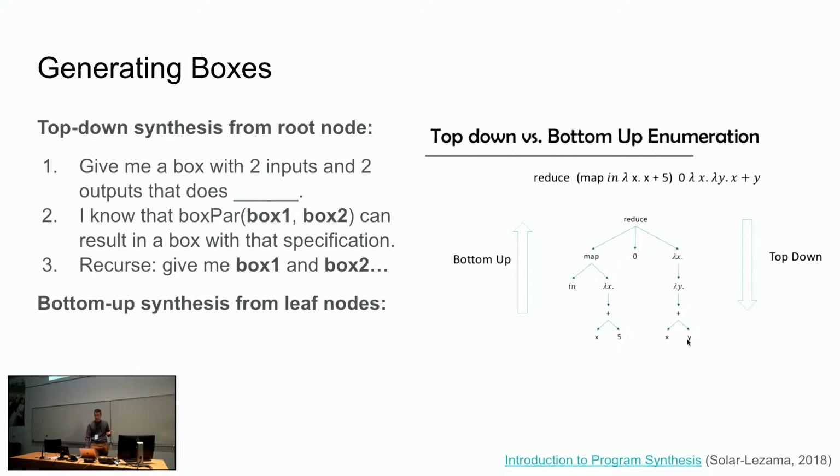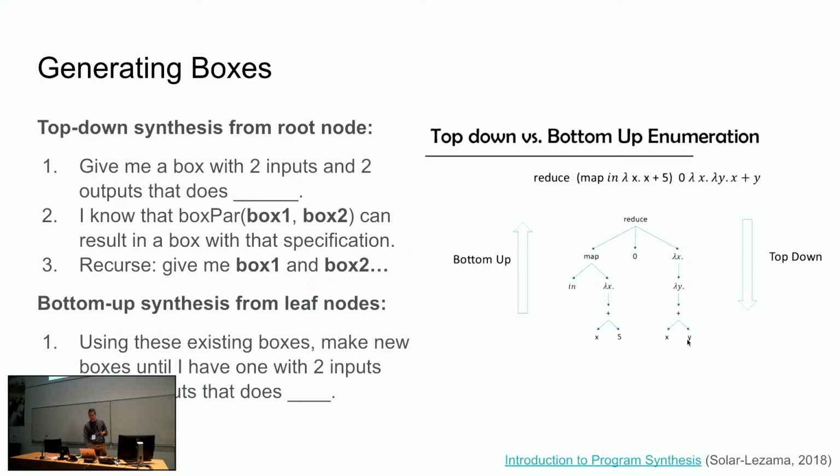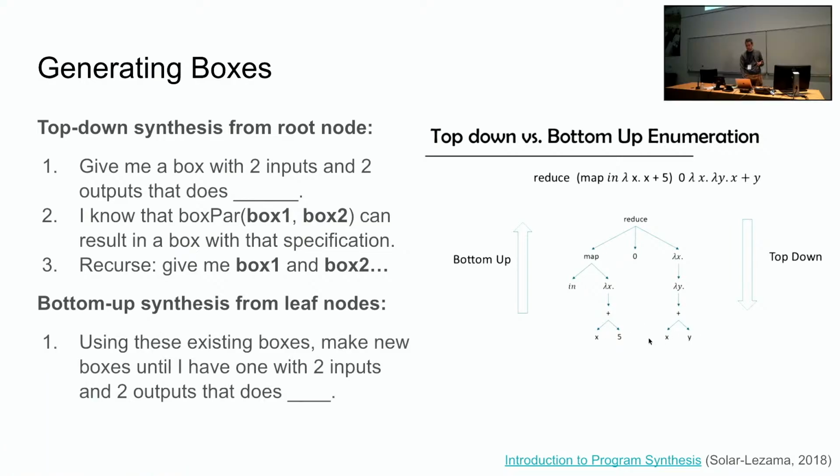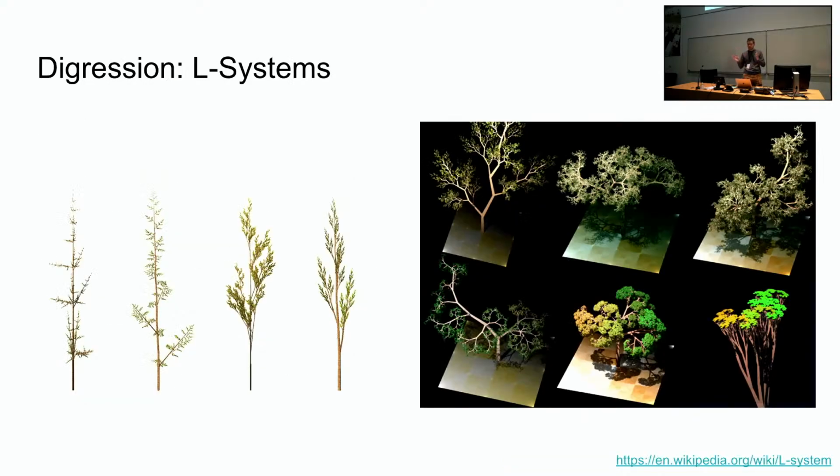A different procedure would be bottom-up synthesis from leaf nodes. It's just the opposite. You start with the leaf nodes down here, and you iteratively create new boxes until you end up, kind of luckily, so to speak, with a box that has 2 inputs and 2 outputs. And just a digression, this is kind of like L systems and generative grammars. So you can go into that rabbit hole and learn more about it.